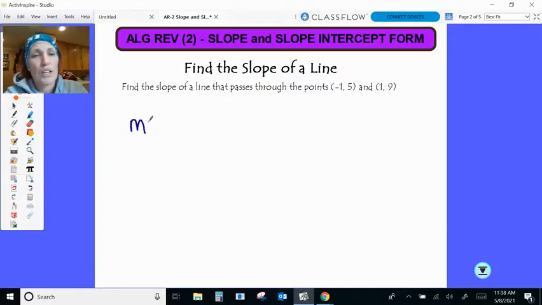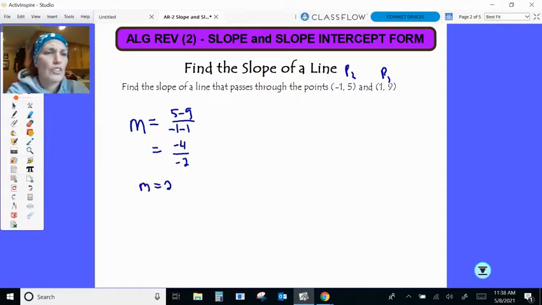So my slope is going to be equal to, if I use this as my point 1 and my point 2, then I'll take 5 minus 9. So 5 minus 9 over -1 minus 1. Okay, so that will be -4 over -2, which gives me a slope of 2.